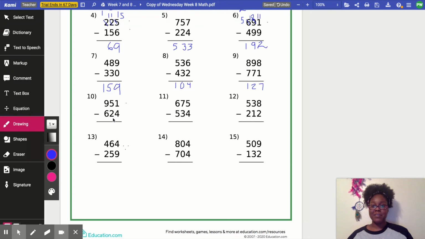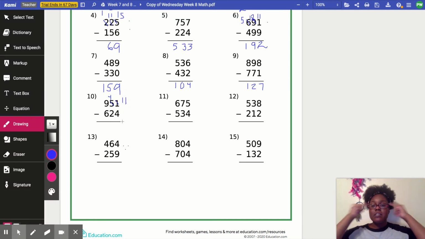Number 10. This is the one that messed me up the first time. I had to do some math for real in my head. All right, so on this one, we have more on the floor. We go next door, get 10 more. So I'm going to cross out that 5, and now I have 4 tens. This 1 is now 11.